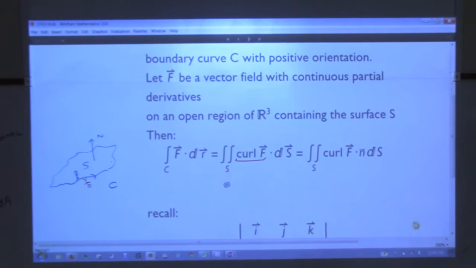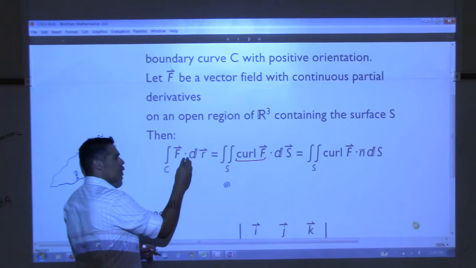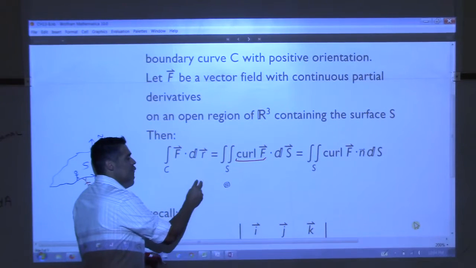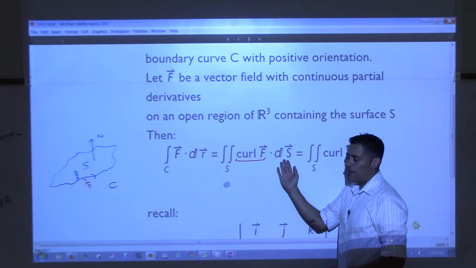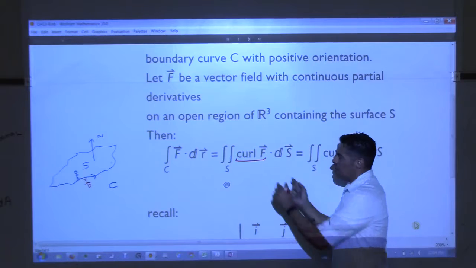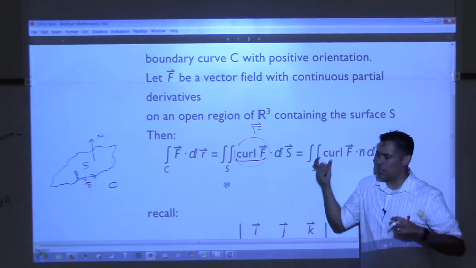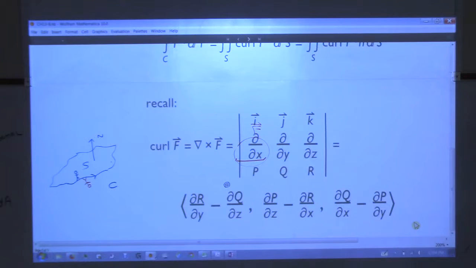That was flux, yes? This theorem says if we want to do work over a curve in three-dimensional space, you're going to wind up doing a surface integral with respect to surface area, right? This is from last class. But this now is your f. Your f is actually the curl of the vector field. And if you don't remember the computation of curl, here's what curl was.